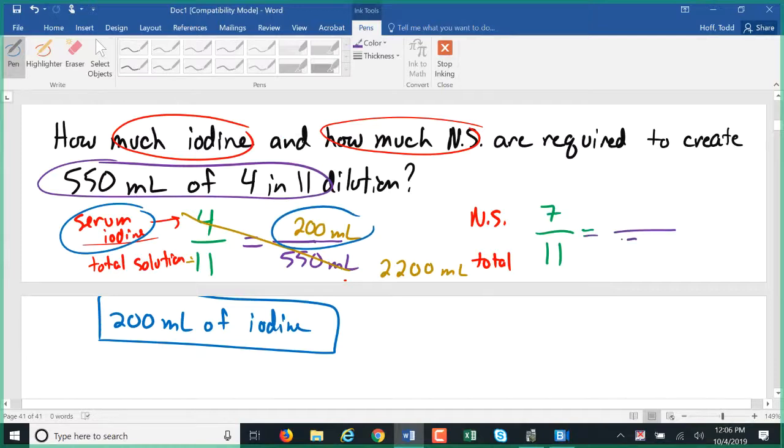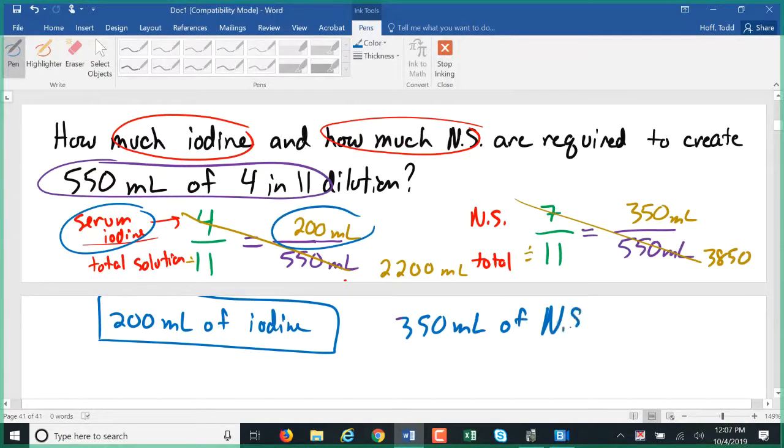We set it up the same way. 550 milliliters is still the total solution, and you still cross multiply and divide. Now it's 7 times 550, 3,850, divided by 11 is 350 milliliters. So it is 350 milliliters of saline. Any questions there?